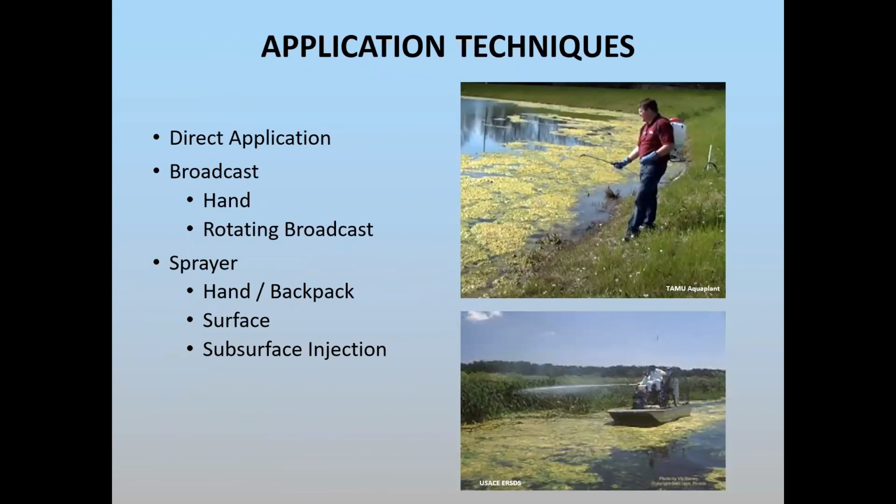So as far as application techniques, there's a variety of ways to do that, by using broadcasting. Some of these formulations are granular and they can be broadcasted out by different means. Handheld broadcaster, if it's just on the shoreline, or a broadcaster on a boat, for example. There's sprayers, backpack sprayers, surface sprayers, as you can see here in this lower right picture of a boat application of both shoreline and surface vegetation. But there's also subsurface injection if you're trying to treat submerged plants in very deep waters.